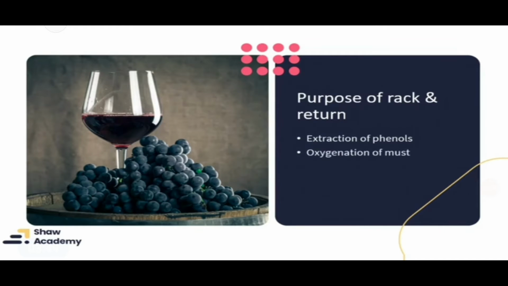But in a rack and return or a délestage, we introduce a lot of oxygen into the fermentation. Once again, the degree of extraction will depend on the frequency of a délestage and the intensity of when we are pumping it back over the cap.